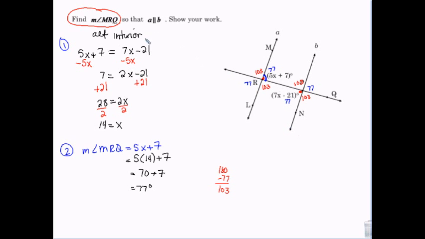Okay, just make sure not to stop at what x equals unless it says find x. If it says find x, you're done. But if it says to find some specific angle, don't stop halfway.